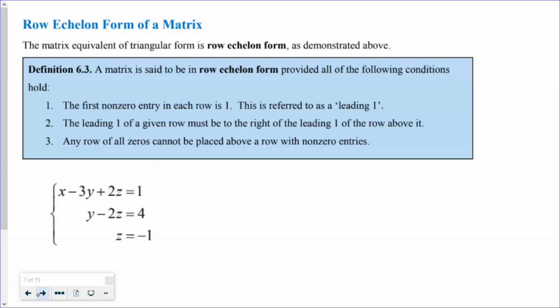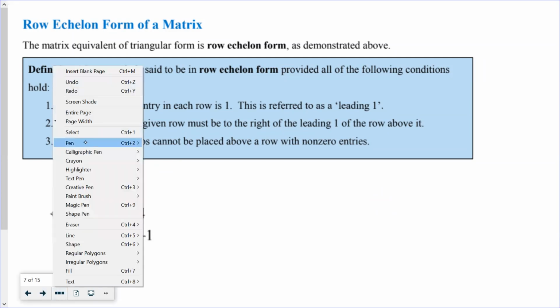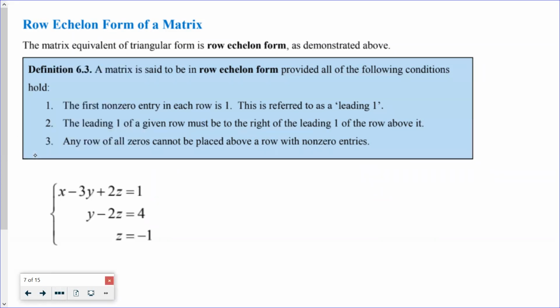Okay, so when we get this into upper triangular form, but with just numbers, we're going to call that row echelon form. Row echelon form is where the first non-zero entry of each row is a 1. The leading one of a given row must be to the right of the leading one of the row above it, and any row of all zeros cannot be placed above a row with non-zero entries.